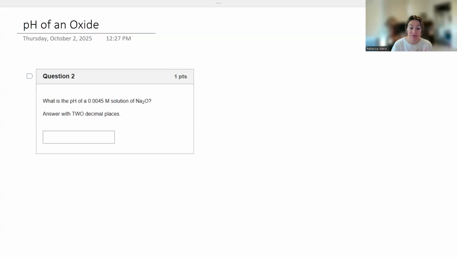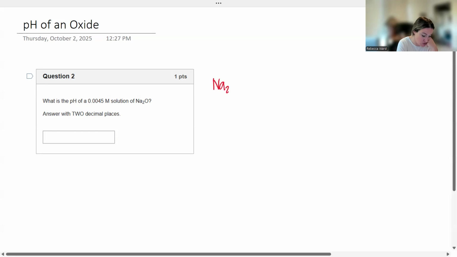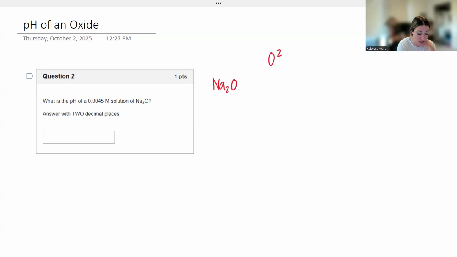All right, here we have a question on the pH of a sodium oxide solution, and we are given its concentration. And the thing that you need to remember about Na2O, or anything with an oxide, is we're putting O2 minus into solution.